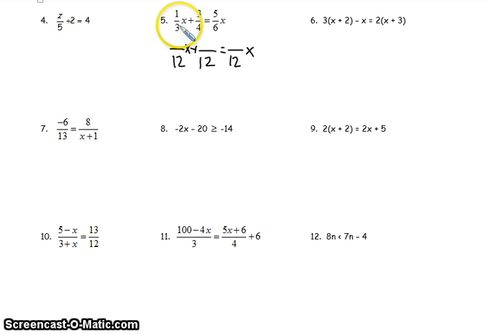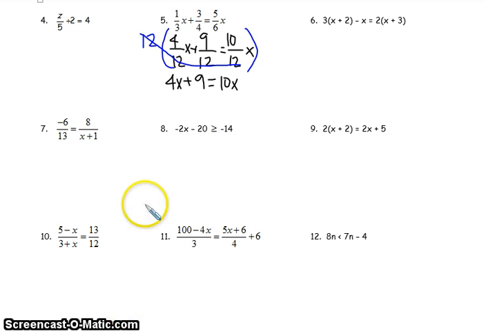To get to 12, I did 3 times 4, so I have to do the 1 times 4. Over here, I did 4 times 3, so I'm going to do 3 times 3, which is 9. And over here, I did 6 times 2, so 5 times 2, which is 10. Since they all have a denominator of 12, if I multiply the whole thing by 12, all those 12s cancel, and I'm left with 4x plus 9 equals 10x.